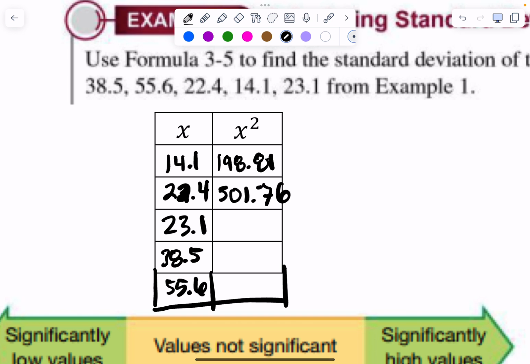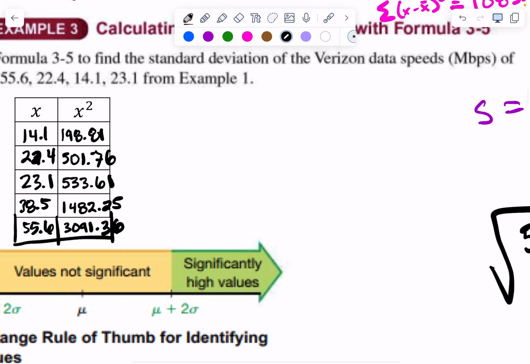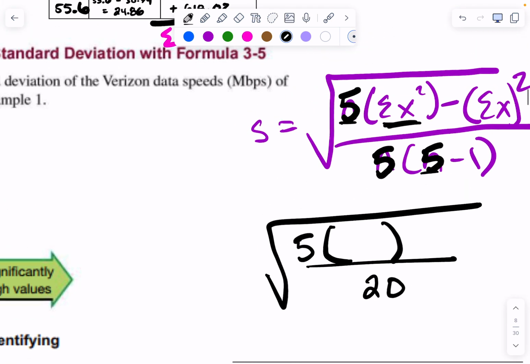23.1 squared is 533.61. 38.5 squared is 1,482.25. 55.6 squared is 3,091.36. Yep. Okay. There is that. I'm going to scooch him over.